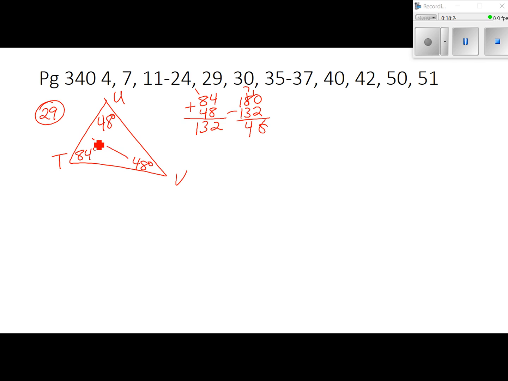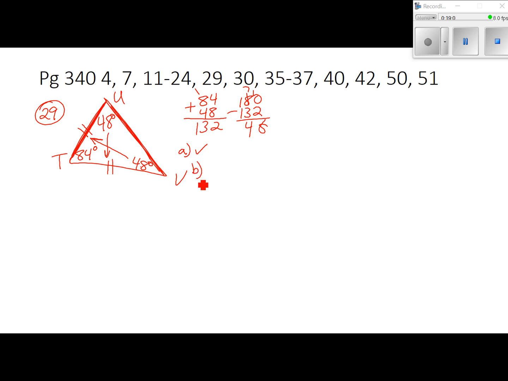Well, if that's 48, then that tells us the two sides across from the two 48-degree angles have to be the same. So it's an isosceles triangle. That says segment UV is greater than segment TU. So UV is greater than TU. Well, UV is across from the 84 and TU is across from the 48. So A is true, so A checks out.